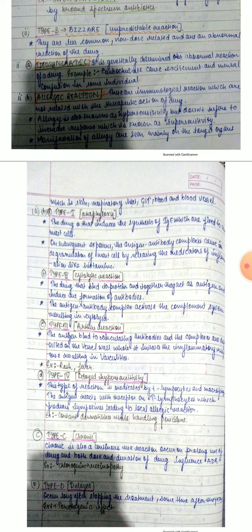Next is type 1, which is anaphylaxis. Anaphylaxis is caused by drugs that induce the synthesis of immunoglobulin E, which is fixed to the mast cells. On subsequent exposures, the antigen-antibody complexes cause degranulation of the mast cells, releasing mediators like histamine.